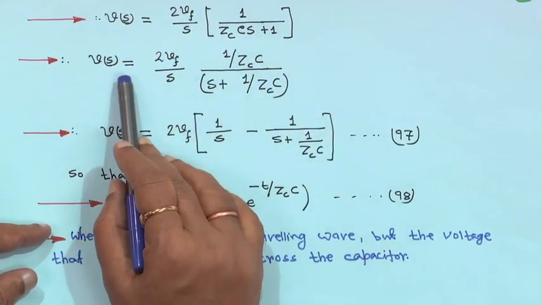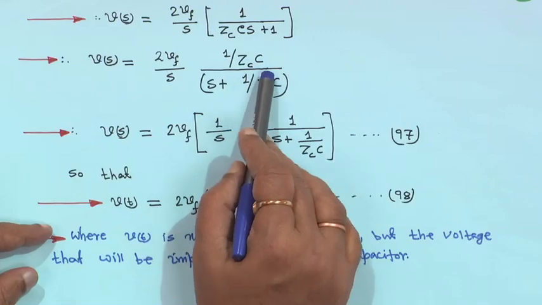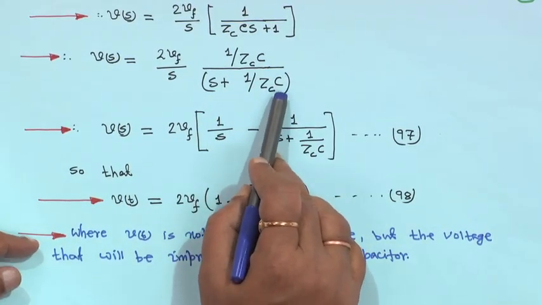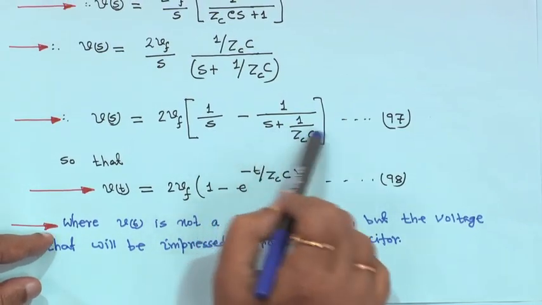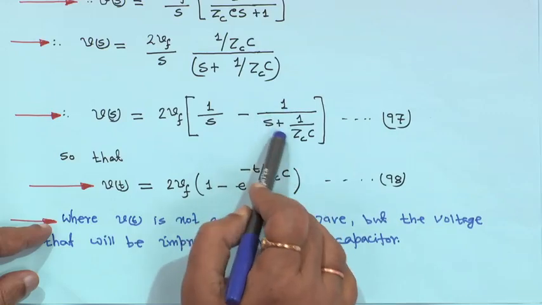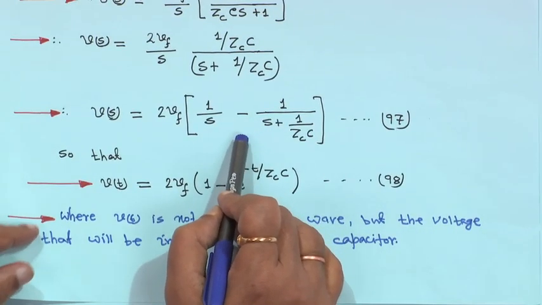So Vs is equal to 2Vf upon S. You rewrite this equation like this: 1 upon Zc into C divided by S plus 1 upon Zc into C. If you go for partial fractions, it will be Vs is equal to 2Vf [1 upon S minus 1 upon (S plus 1 upon Zc into C)]. This I am not showing, I think you know that.